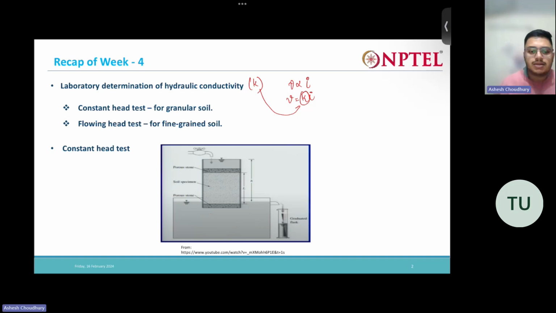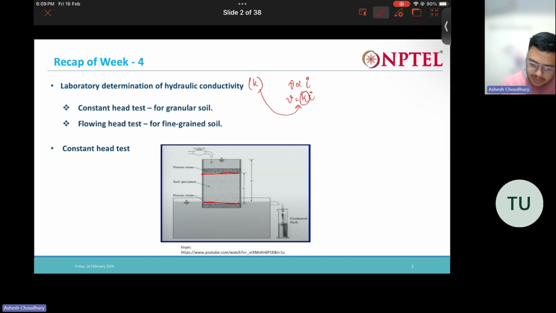So the typical arrangement for a constant head test is shown here. We have the soil specimen here, and we are maintaining a fixed head h across the entry and the exit. This head is maintained at h by constantly having this water supply. So a fixed head h is maintained.